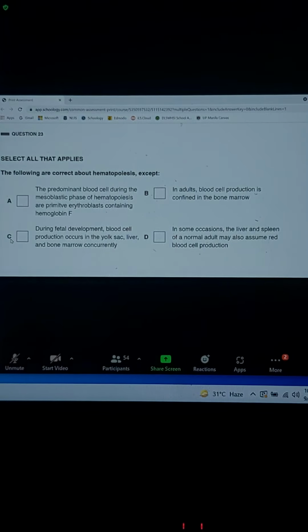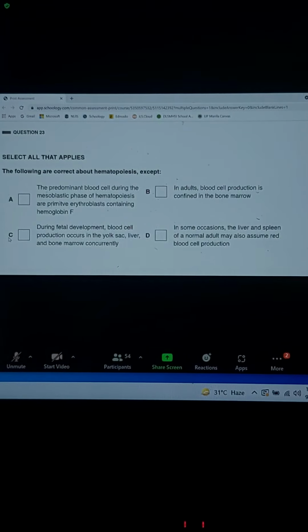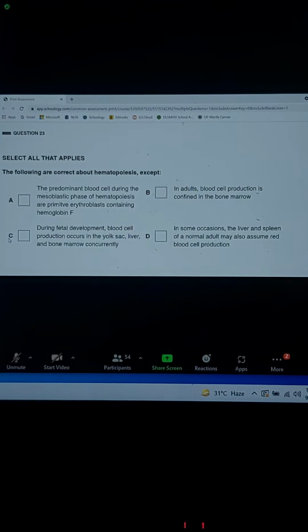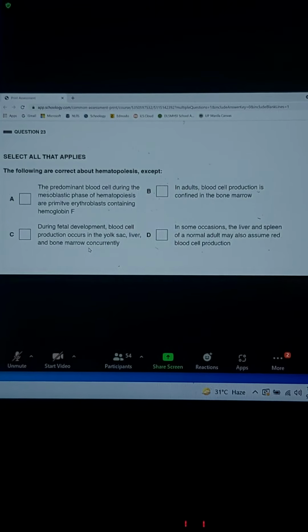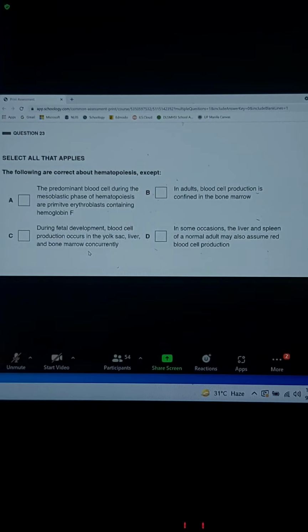Si letter C, incorrect pa ba siya? Correct po. During fetal development, blood cell production occurs in the yolk sac, liver, and bone marrow concurrently. Incorrect po. So this is incorrect also. Kasi di ba, dapat sequentially. Pag sinabi kasing concurrently, sabay-sabay nangyayari. So dapat mauna muna si yolk sac, si liver, and then si bone marrow.